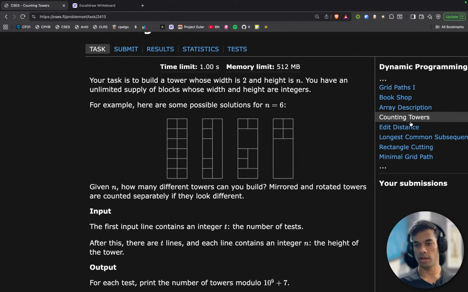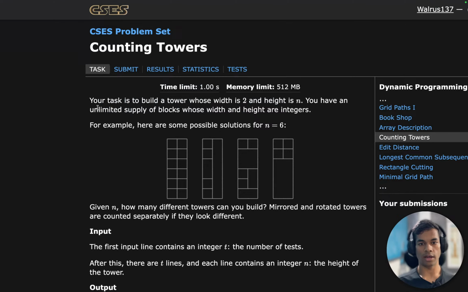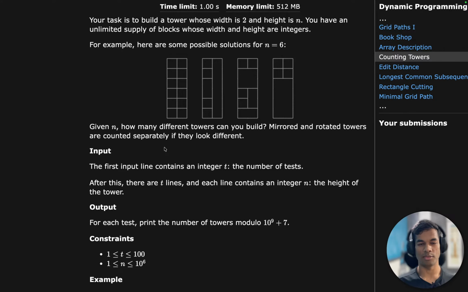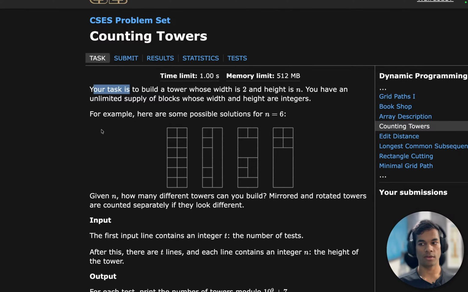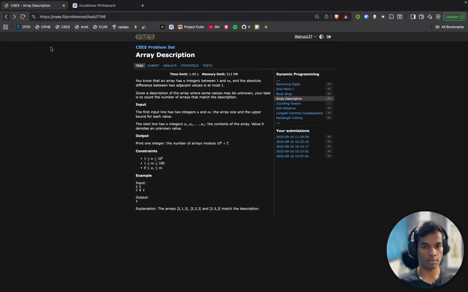Let's do this one. Counting towers. Your task is to build a tower whose width... Wait, I think we have done a question like this in CP31. Okay, let me first read what this question is. Your task is to build a tower whose width is 2 and height is n. You have an unlimited supply of blocks whose width and height are integers. For example, here are some possible ways for n equals 6. We went to the wrong place.